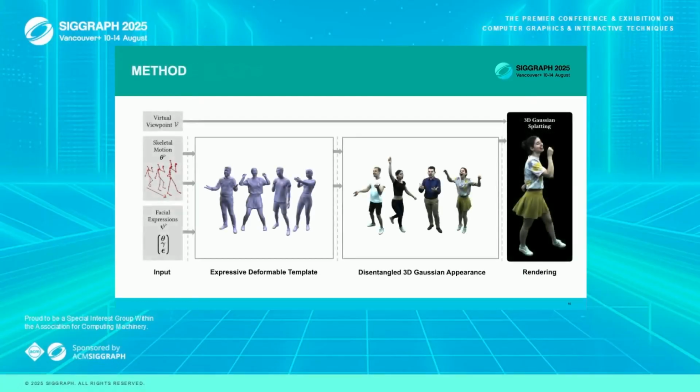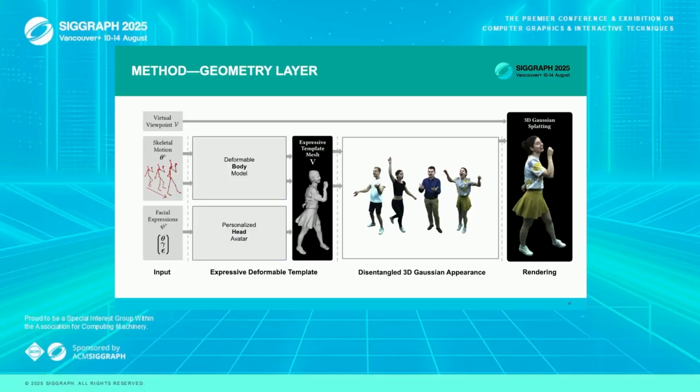This diagram shows our full method, where the inputs are the camera viewpoint, the skeletal motions, and the facial expressions. And these drive our two main modules, the expressive deformable template, which handles the geometry, and the disentangled 3D Gaussian appearance module that handles the photorealistic rendering. Let's look at the geometry layer first. The skeletal motion drives a deformable body model to handle the clothing dynamics, while the facial expression parameters control a personalized head avatar. These two parts are then combined into a single expressive template mesh.